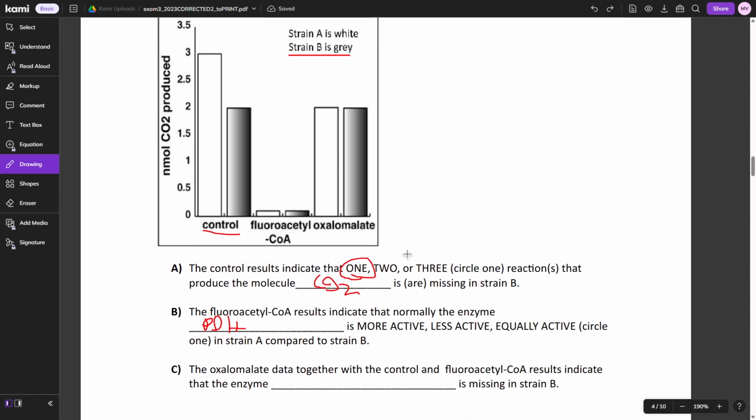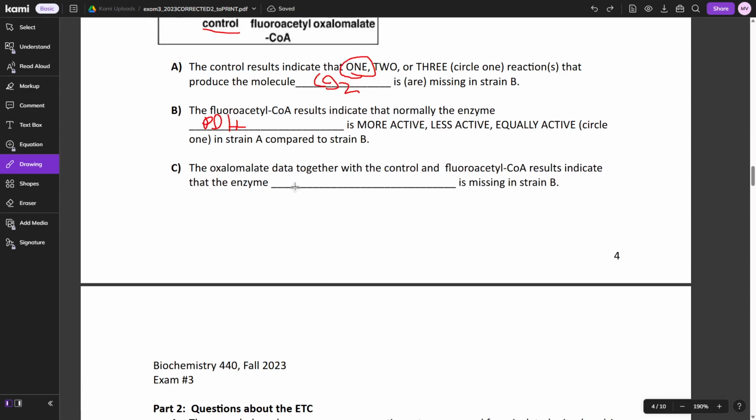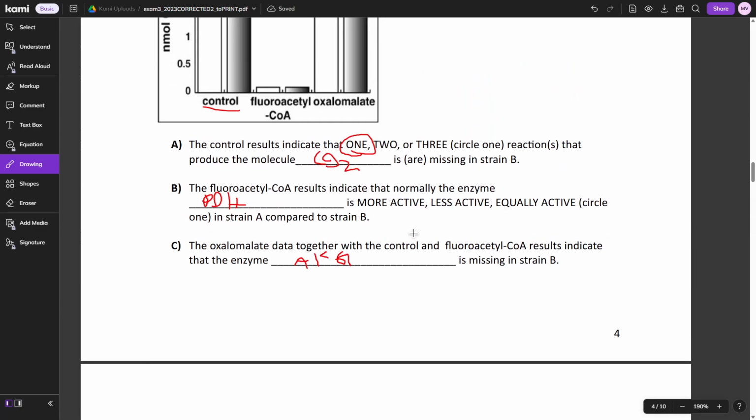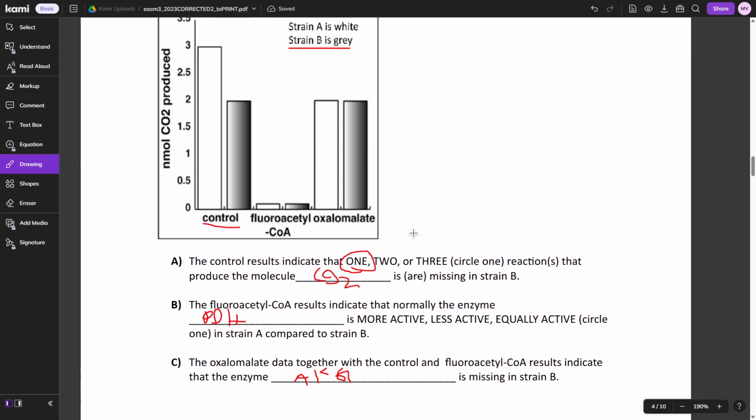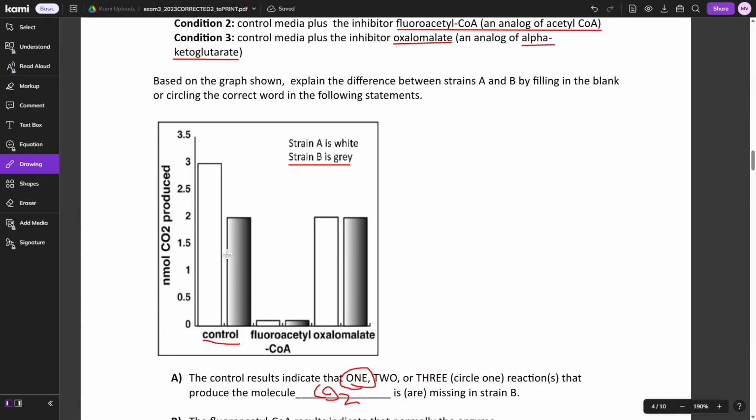Yeah? So I'm going to say AKG, because I can't write the whole thing. Does that make sense? Any questions? You look like you want to ask a question. Think about it. It's like we're stopping at that point, right? Yes. So if you look at the control, there's no inhibitors, right?